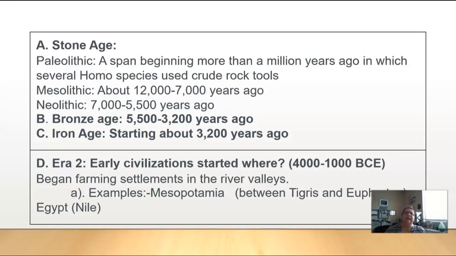And then we move into the second era, which is early civilization. Farming starts to happen now. So they don't have to be nomads anymore. The people can now settle. And where would they settle? Next to rivers and lakes and water so that they can farm and plant.